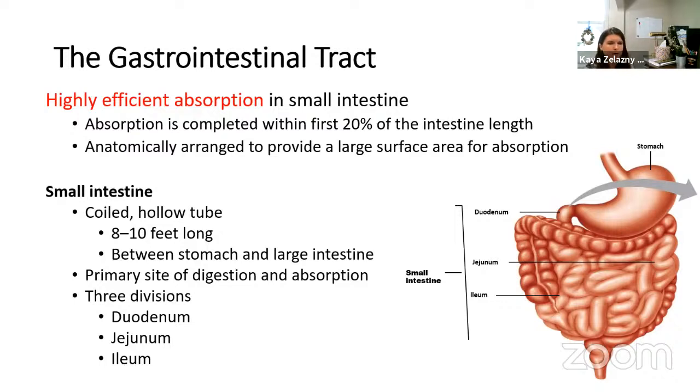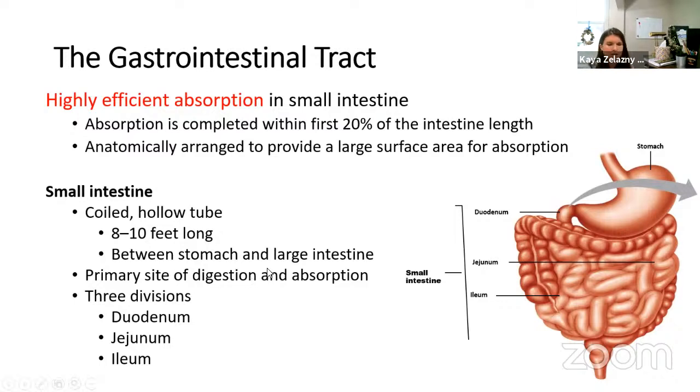The other thing that we're going to see providing a large surface area in the small intestine is the border of the cell. When we look at them, they're going to have a lot of microvilli on the apical membrane, creating a brush border. Again, providing a really large surface area for absorption.